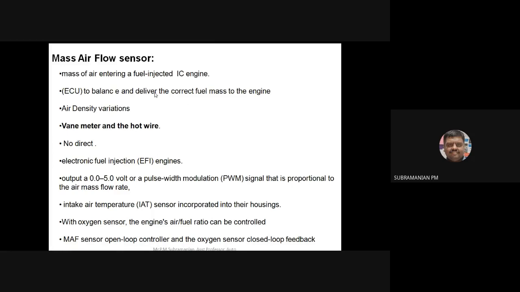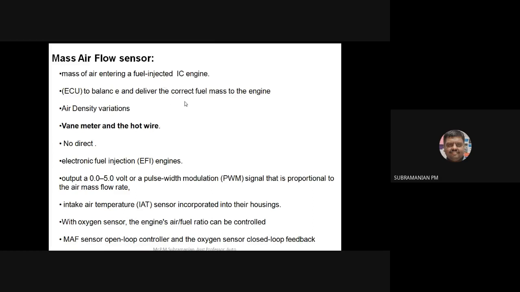So the main function is, it will sense the mass of the air, that is, the mass flow rate of the air. Based on that only, we can meter the fuel correctly. If I sense the mass airflow, I can provide a chemically correct air fuel ratio. That is, I can supply the correct quantity of fuel based on my airflow, so that my combustion will be complete and I will be able to produce more power. Okay, so that is the main advantage of this mass airflow sensor.